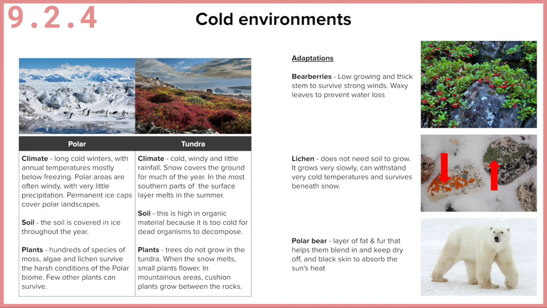And then finally, the polar bear. Now, the polar bear has been massively adapted to life in the polar and tundra regions. It has huge layers of fat which help it to store and retain heat. The fur also helps it to blend in with its environment, making it harder to spot.